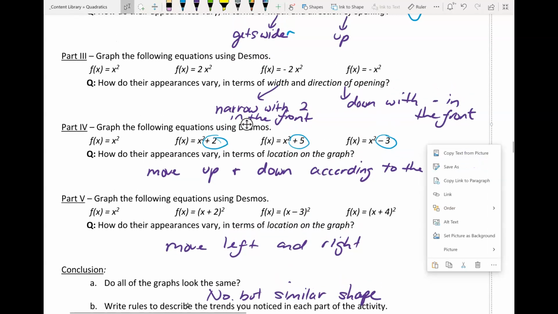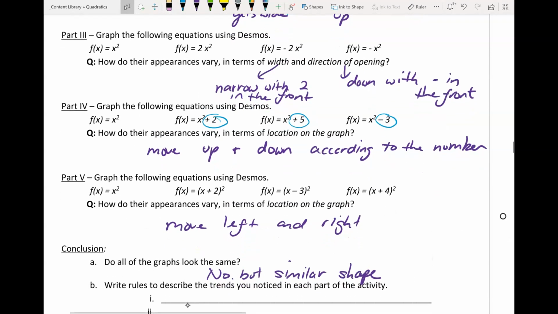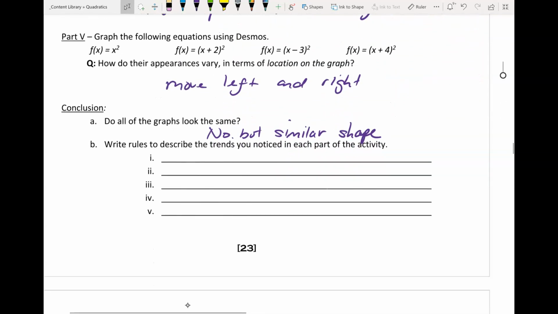So all these parabolas are not the same, but they share a similar shape. And you could have written some rules down, but I'm going to tell you the actual rules of how we're going to analyze all these quadratics in vertex form on the next page.